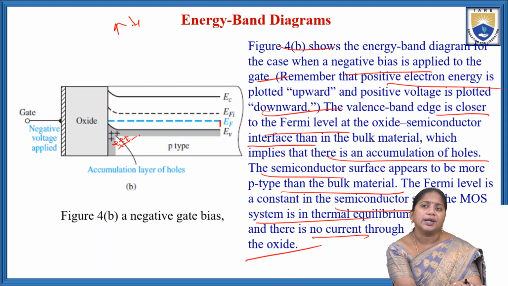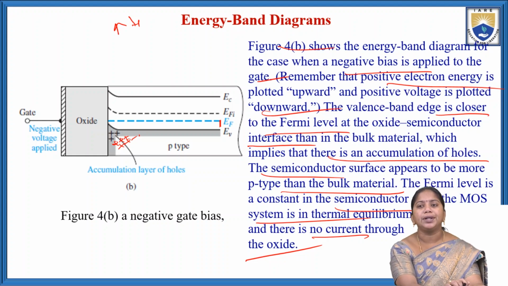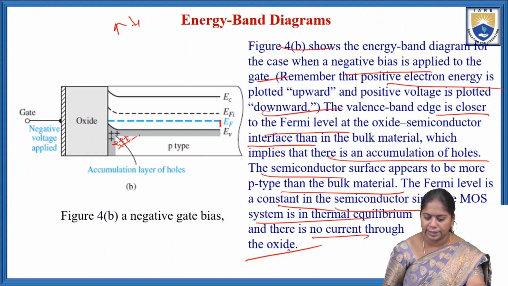So Figure 4b shows the energy band diagram with the negative bias. We are applying the negative bias. In this situation, we have to remember that the positive electron energy is plotted in the upward direction and the positive voltage in the downward direction. The valence band edge is closer to the Fermi level at the oxide semiconductor interface than in the bulk material, which implies an accumulation of holes. The semiconductor surface appears to be more p-type due to the accumulation of holes. The Fermi level is constant in the semiconductor since the MOS system is in thermal equilibrium and there is no current flowing through the oxide layer.